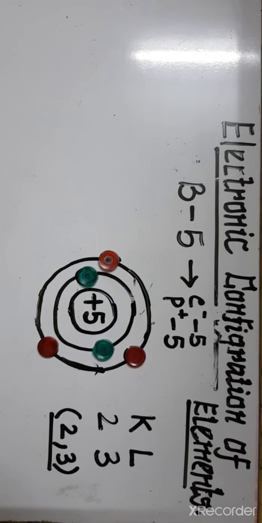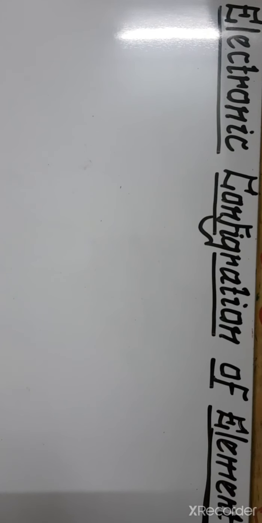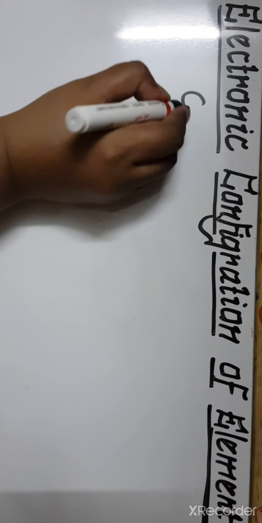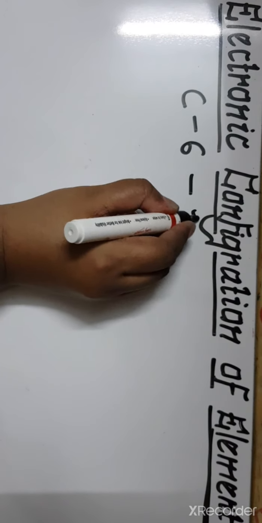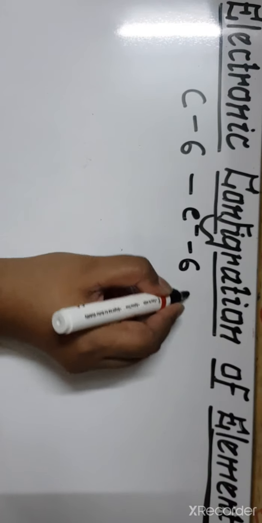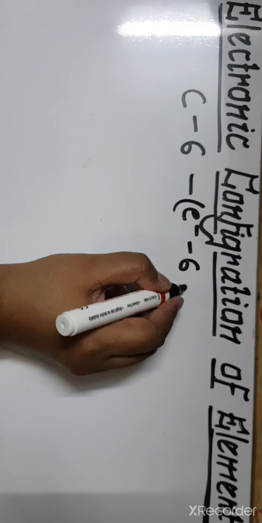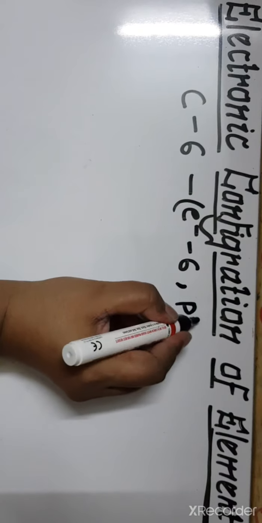Now we will do it for the carbon atom. The atomic number of a carbon atom is how much? 6. We will draw the atomic structure, then we will write the electronic configuration. As you know, the atomic number of carbon is 6. So the number of electrons present in carbon will be 6, and the number of protons will also be 6. The same number of electrons and protons are present in an atom.